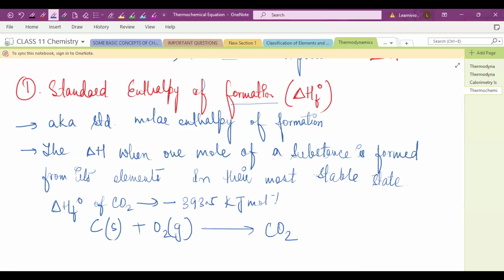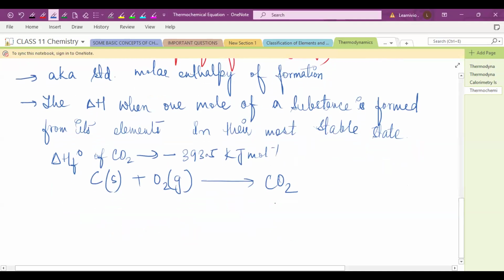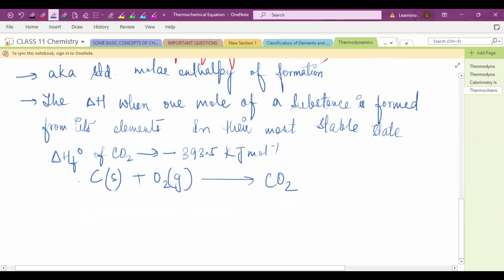Yes, Sanidhi. Negative enthalpy means that energy is released. Yeah, it's exothermic. Okay, so delta HF value is this. So that's how you will show the enthalpy of formation.